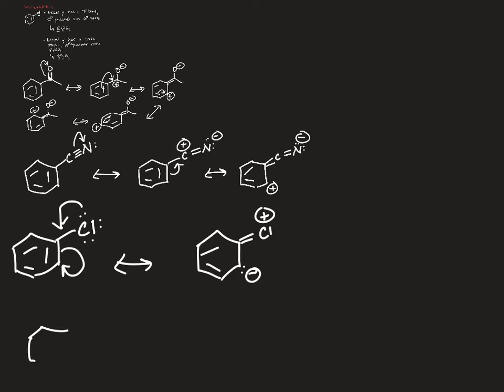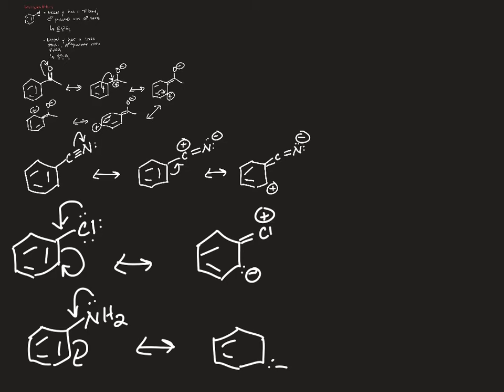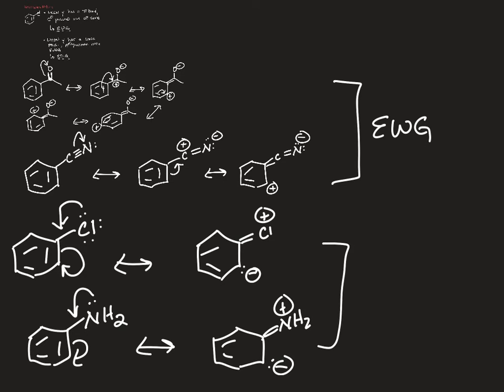Another example, I can have an amine group so that nitrogen has a lone pair. Again, that lone pair can be kicked in. And is considered an electron donating group. So there's several examples. You have your electron withdrawing, where you're putting a positive charge on the ring because you're removing electron density, and electron donating, where you're putting lone pair into the ring.